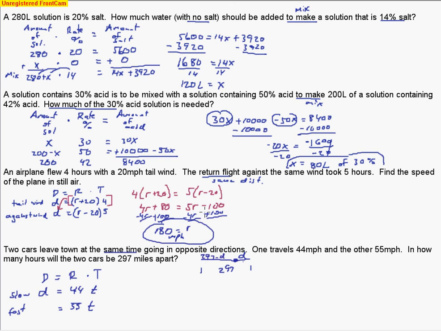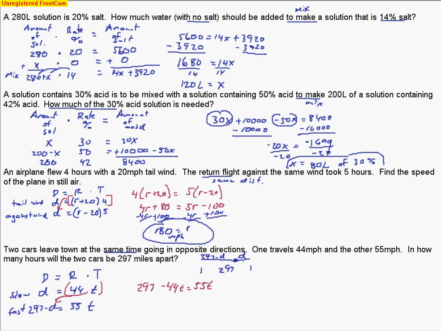It's kind of like the rate problem that we did, where we had the total of 200, and then we had an unknown x. And so the other amount of solution was the total minus x. Same thing here. We have a total, 297 miles, minus the distance the slower car went, gives us the distance the faster car went. So 297 minus d. So now what we're going to do is just substitute. Take that 44t, put it in for d right here, and this is what we've got: 297 minus 44t equals 55t.